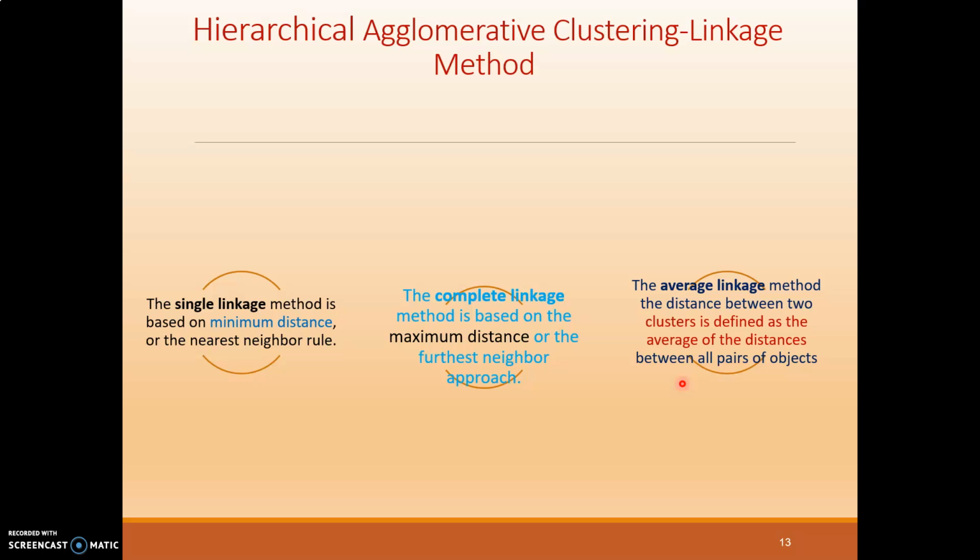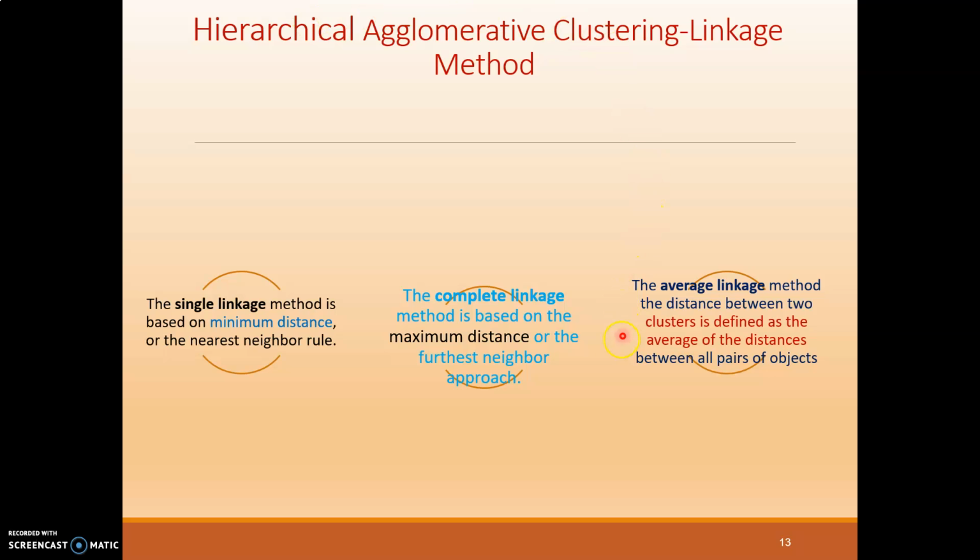Next, hierarchical agglomerative clustering. The first type is the linkage method. It has three types. We already discussed the types of clustering. The single linkage method is based on minimum distance or the nearest neighbor rule. So single linkage means the distance between the nearest clusters is the minimum, very small. Then the complete linkage method is based on the maximum distance or the furthest neighbor approach. The last type is the average linkage method. The distance between two clusters is defined as the average of the distance between all pairs of objects.